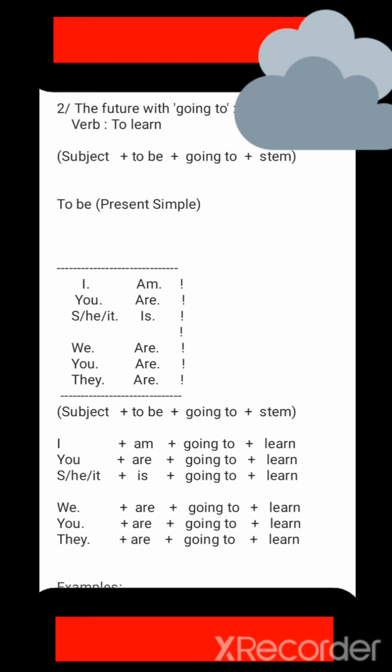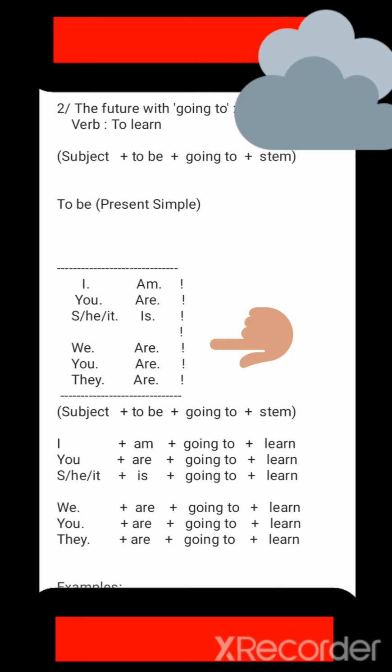Okay, now we learn about the future with going to. Always the verb to learn. When we conjugate the verb to learn in the future simple, we have a formula here. We have subject, we have the verb to be in the present simple, and we're going to learn how to conjugate the verb to be in the present simple in a bit, plus going to, and then stem.